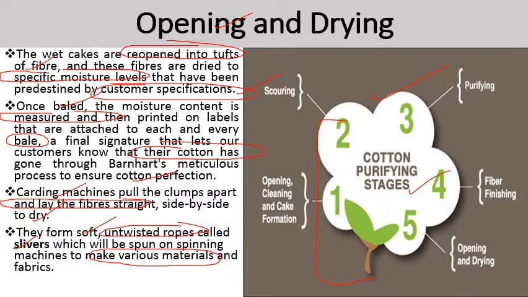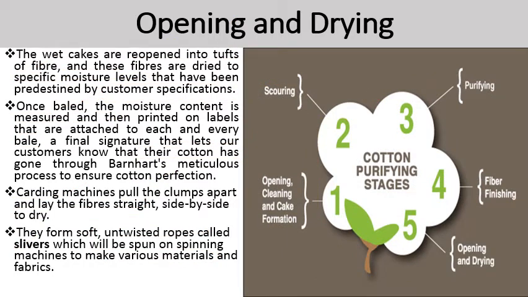Then this is the image which shows various steps involved in cotton processing. The first step is opening, cleaning and cake formation of cotton. Then the second step, scouring, in which we use an alkaline solution, that is NaOH, which helps in saponification of excess.